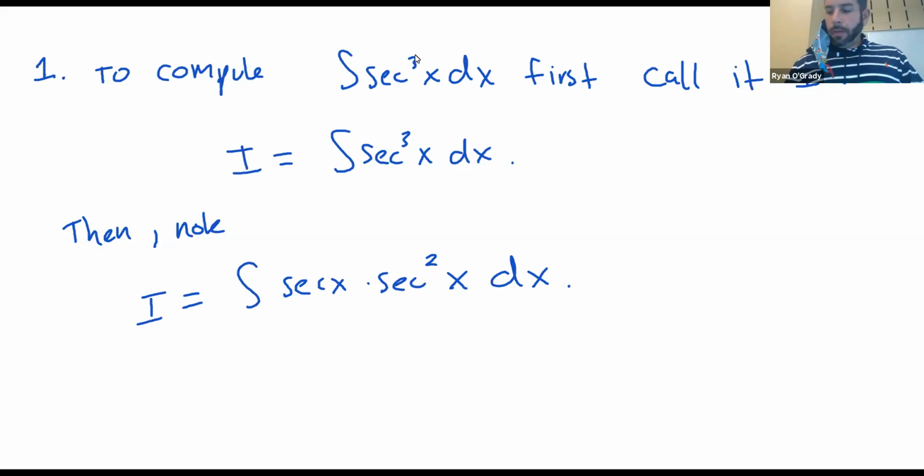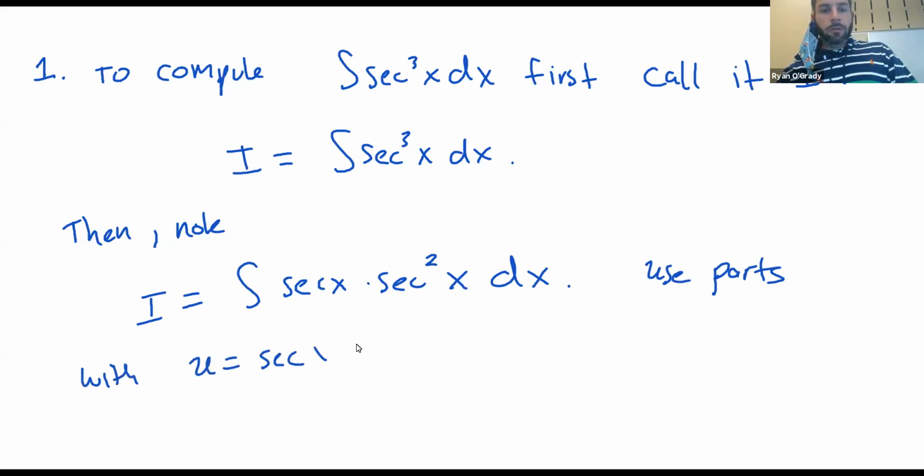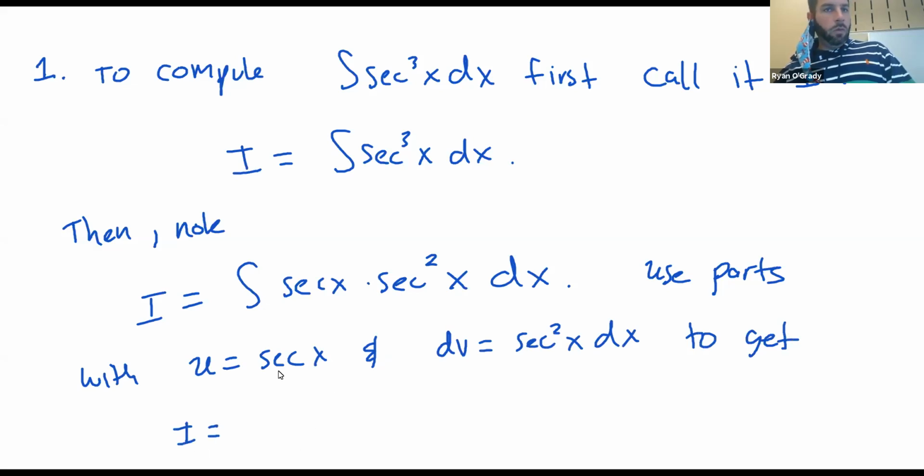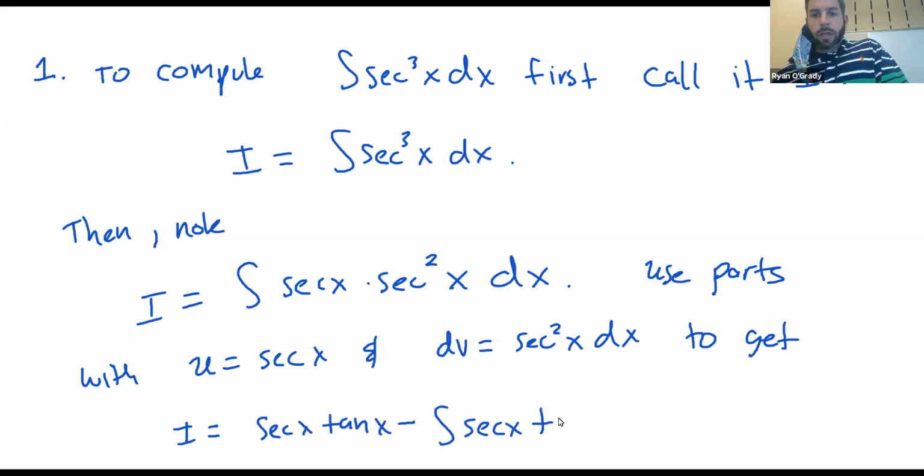So you want to use integration by parts with u equals secant x and dv equals secant squared x dx to get I equals secant x tan x minus the integral of secant x tan squared x dx. So you can fill in the details to get here.